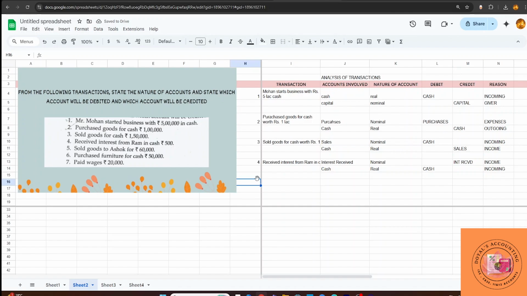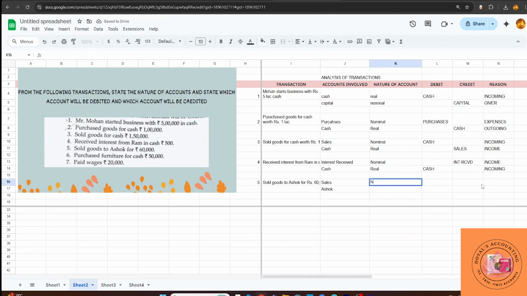Next transaction. Number 5. We have sold goods to Ashok for rupees 60,000. Here they have not mentioned cash, but they have mentioned the name of the person we are selling goods to. So, in such a case, we need to assume that this is a credit sale. Ashok is yet to pay the company. So, what accounts will be involved here? One will be the sales account because we are selling goods, and the next one will be Ashok's account, because he owes us money.